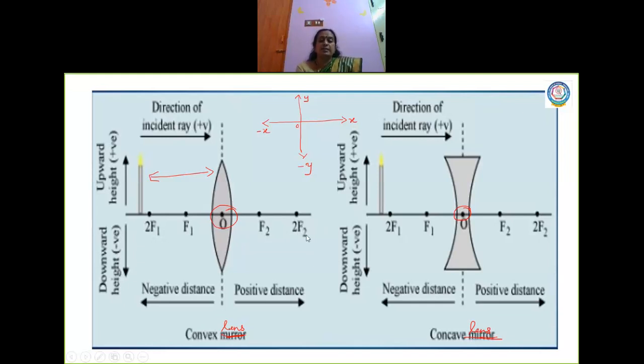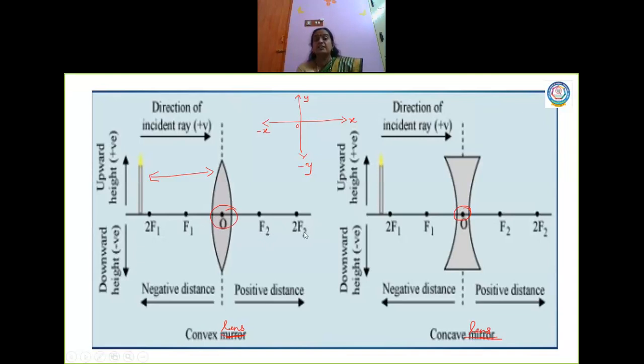Now as far as a convex lens is concerned, real and inverted images are formed. These real and inverted images are formed to the right side of the lens. You take the ray diagram and verify. As far as convex lenses are concerned, all the images are to the right side.